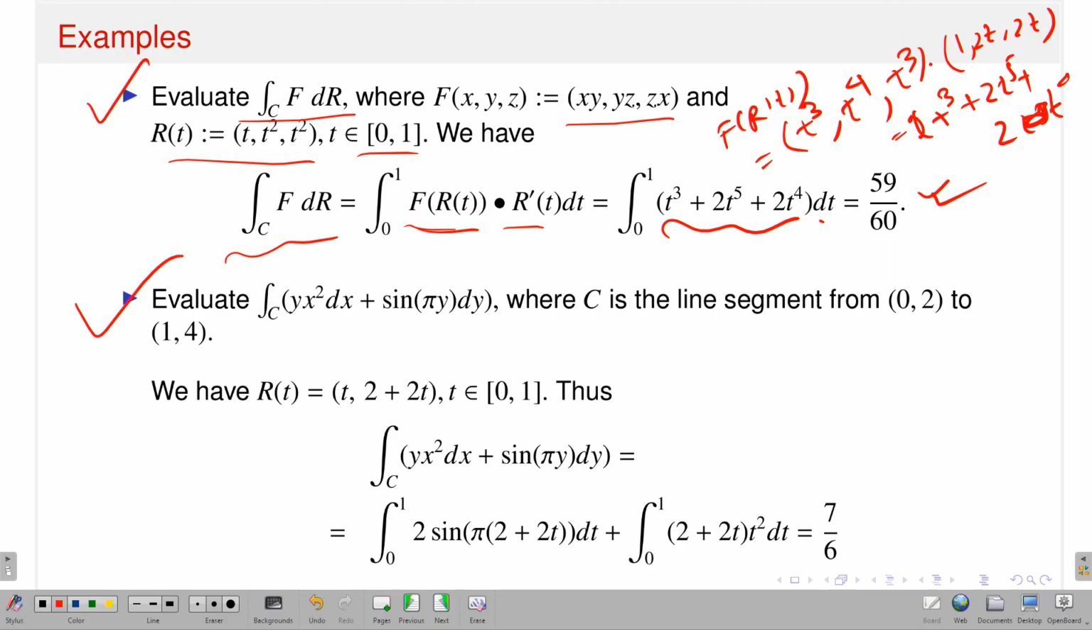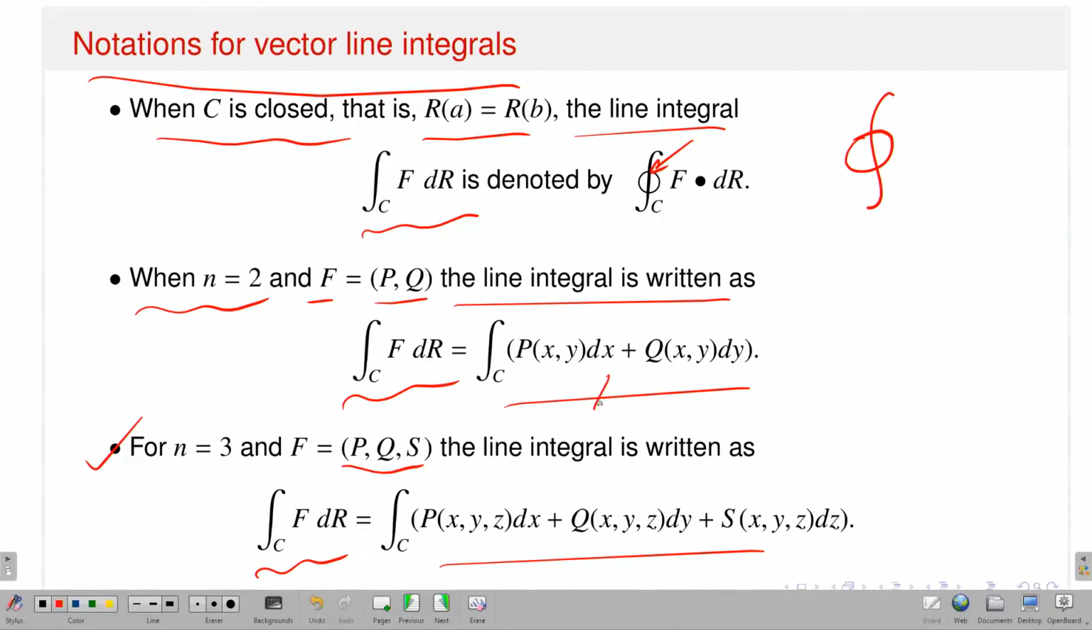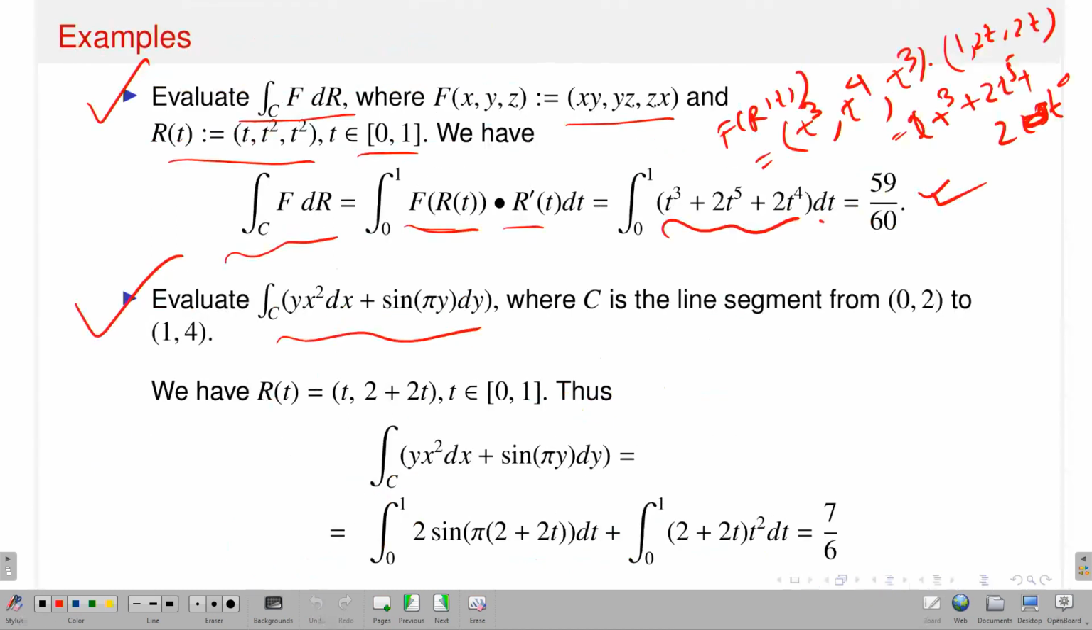Another example says to calculate this. You see, this is a different notation I am using, compared to the earlier one. If I go back, this is this kind of notation. If capital F has two components p comma q, this is the vector line integral I am talking about. If the right hand side has p, q, s and dx, dy, dz, then I am talking about this vector line integral. So once I have this, this is my p, this is my q. My vector field capital F is p comma q, a two component field, and my C is the line segment from (0, 2) to (1, 4).